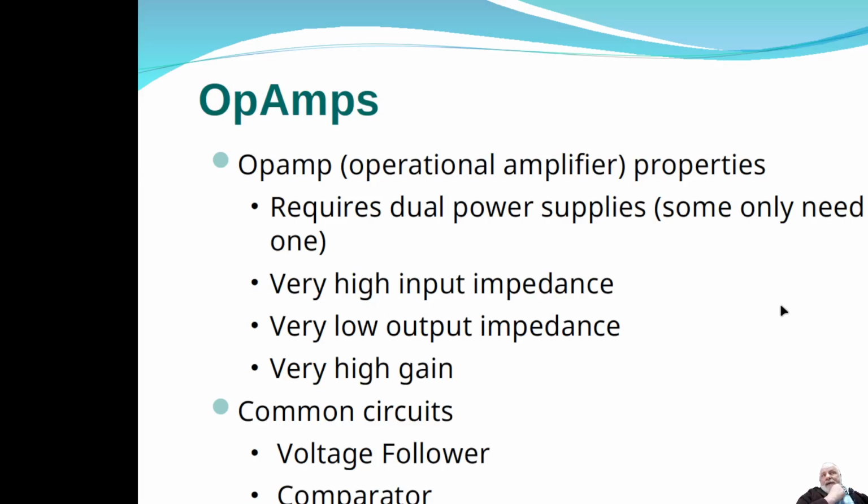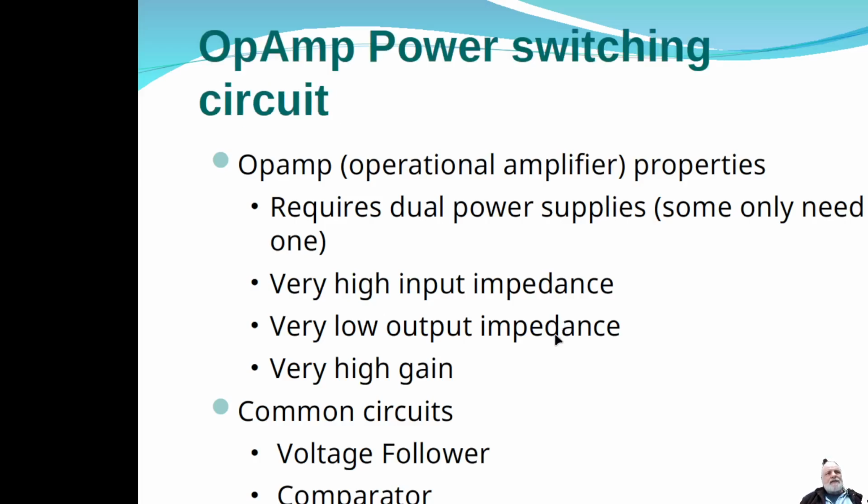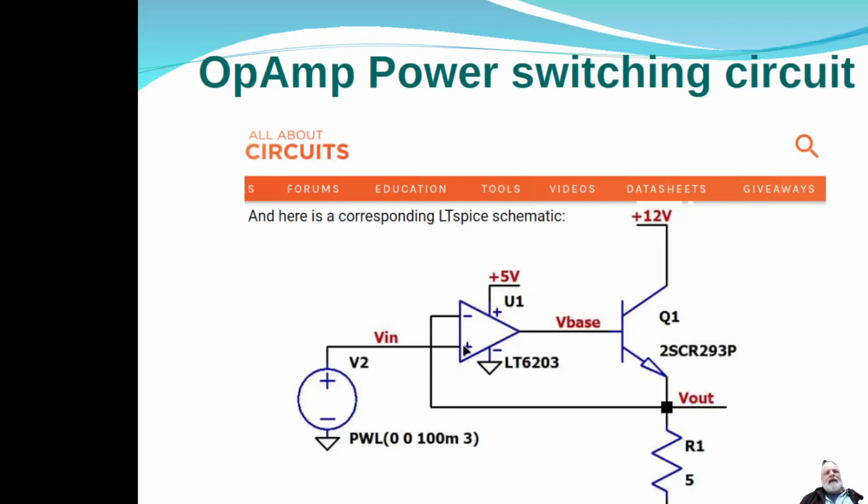All right, so op amps or operational amplifiers, these sometimes require dual power supplies, and sometimes they don't. It depends on which ones you choose. But they have some very nice features. Number one, they have an extremely high input impedance, and they have a low output impedance, and they can have very high gains. So we can use these as what's called a voltage follower type of circuit. And so this is a voltage follower type of circuit here.